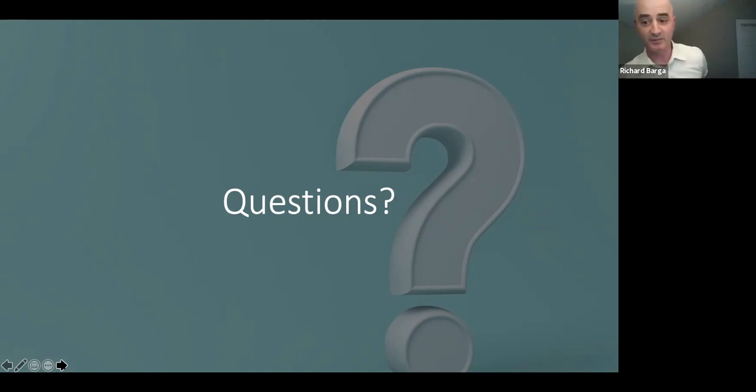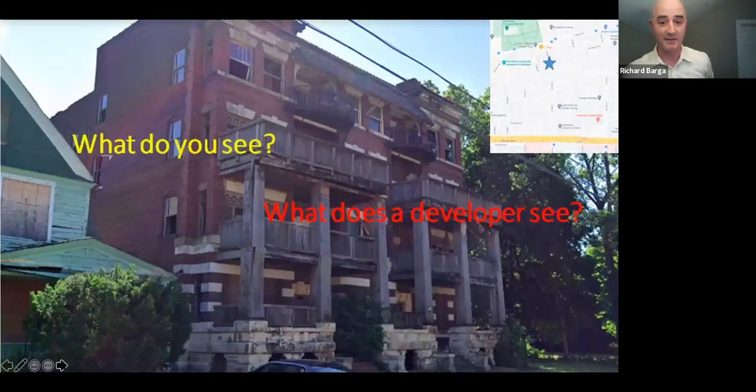All right, so let's jump into a little bit of an example. I'd love for you to pop in the chat any comments that you have here. This is a building on East 89th Street, just a little bit north of Euclid Avenue.